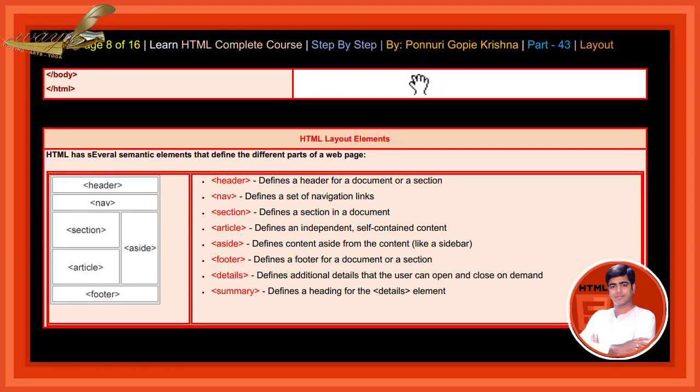HTML layout elements. HTML has several semantic elements that define the different parts of a web page. See header, nav, section, article, footer, aside. See the example. Header defines a header for a document or a section. Nav defines a set of navigation links. Section defines a section in a document. Article defines independent, self-contained content. Aside defines content aside from the main content, like a sidebar. Footer defines a footer for a document or a section. Details defines additional details that the user can open and close on demand. Summary defines a heading for a details element.